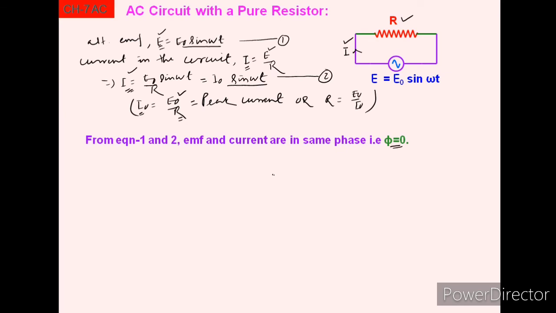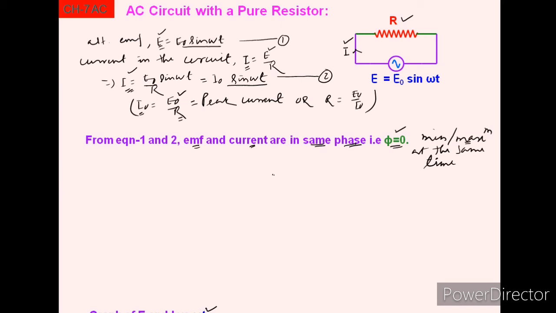What is the meaning of this? That if there is no phase difference, both attain the values of either minimum or maximum at the same time. So let's understand this with the help of a graph, where we will show the variation of alternating EMF and current. Next, the graph of alternating EMF and current versus omega t.